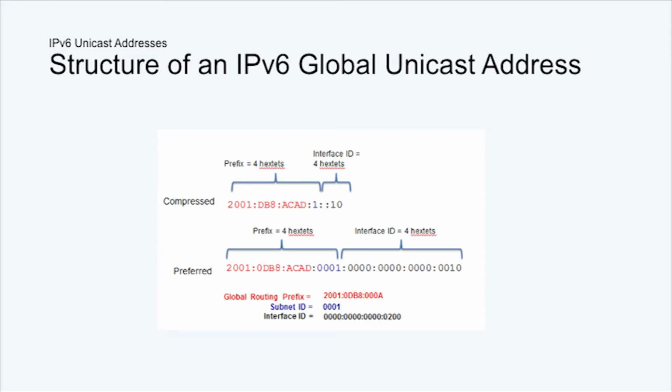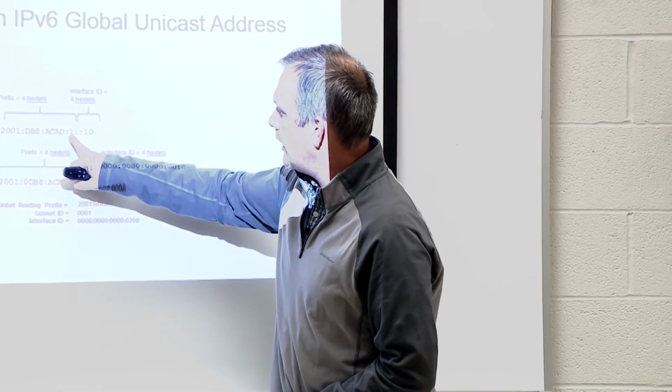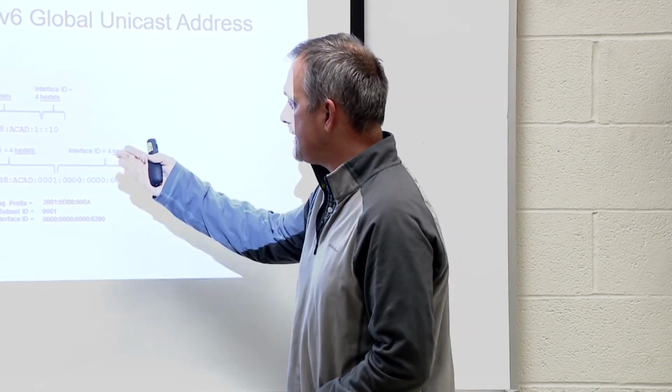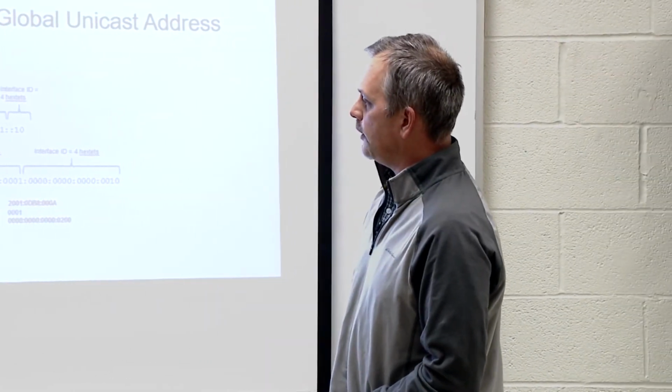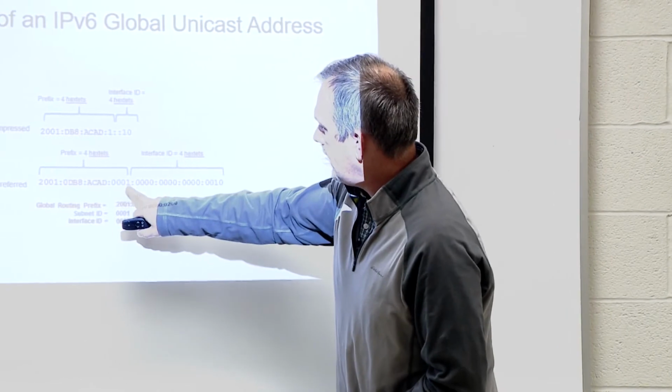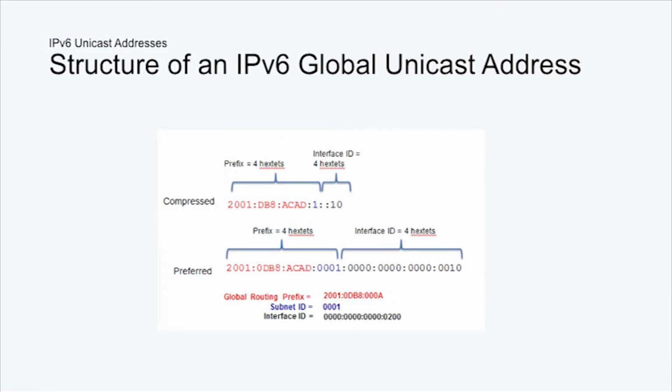If we want to expand this example out a little bit further, we expand the compression where the zeros once existed and replace the zeros. Now you can see the full 128-bit address, filling in the zeros that were compressed out. And again, we can see the global routing prefix is the first 48 bits.